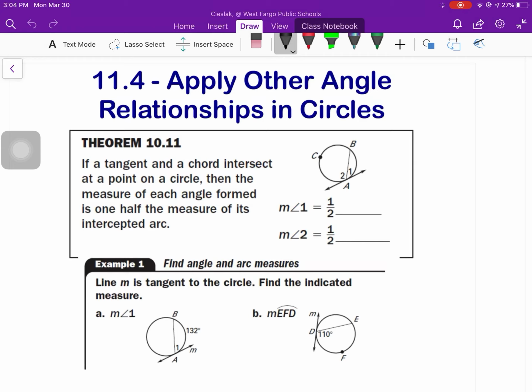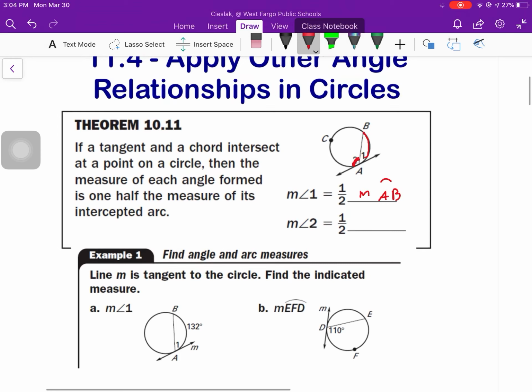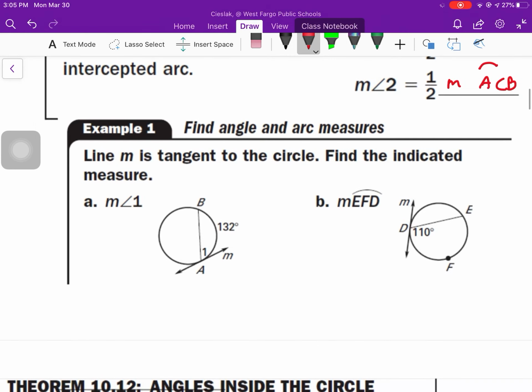Right off the bat, we're going to start with theorem 10.11, which tells you that if a tangent and a chord intersect at a point on a circle, then the measure of each angle formed is 1/2 the measure of its intercepted arc. So the measure of angle 1, its intercepted arc is this right here, so it's 1/2 the measure of arc AB. By that same logic, angle 2 right here is 1/2 the measure of arc ACB. Pretty similar to what we talked about in the previous section.